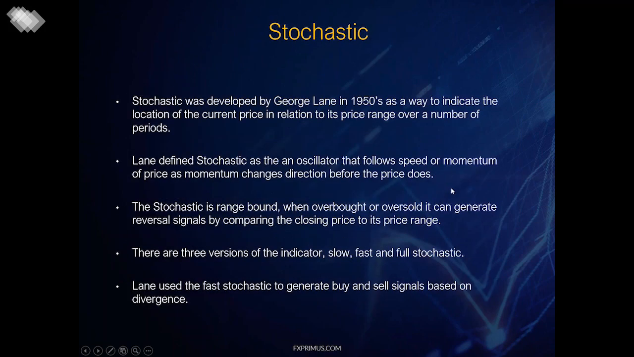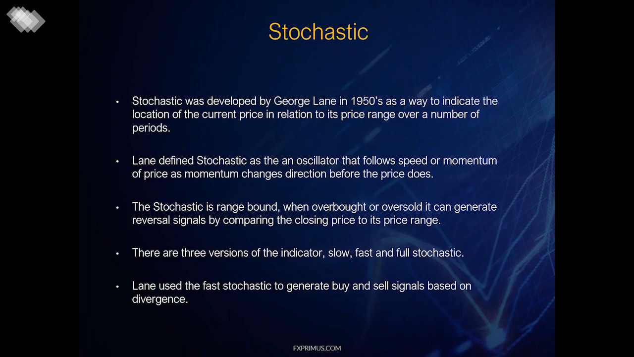Now, let's go into the stochastic. The stochastic was developed by George Lane in the 1950s as a way to indicate the location of the current price in relation to its price range over a number of periods. Lane defined stochastic as an oscillator that follows the speed or momentum of price, as momentum changes direction before the price does. Okay, momentum changes direction before the price does.